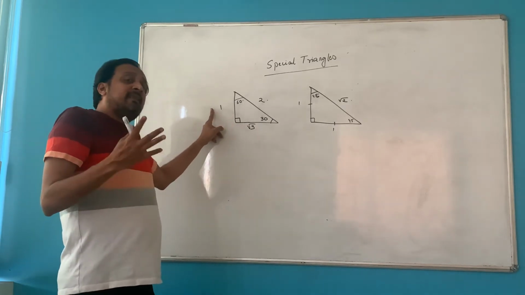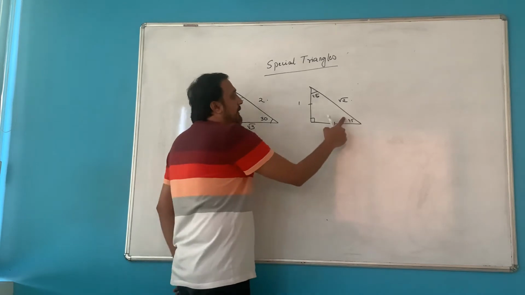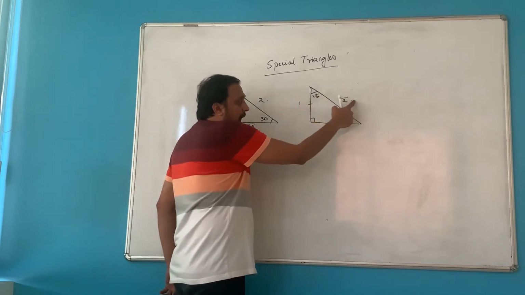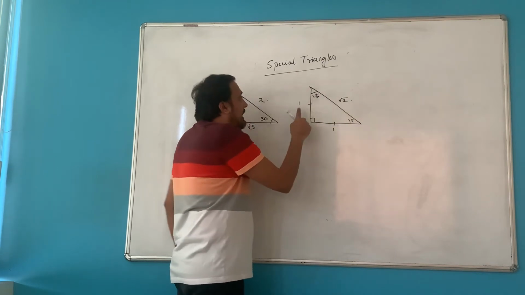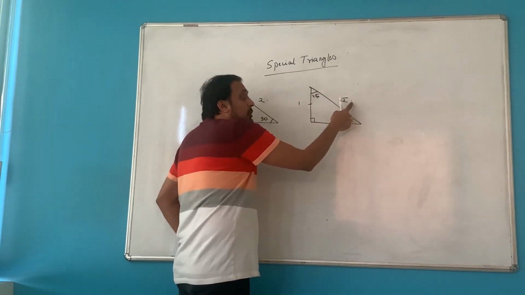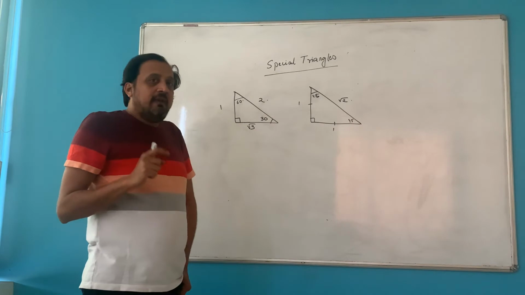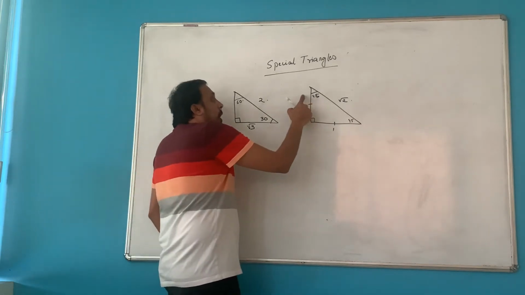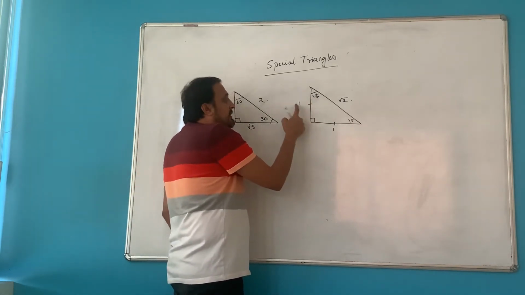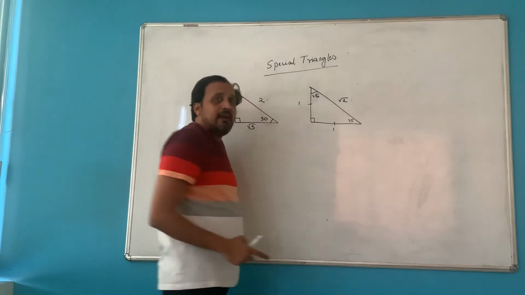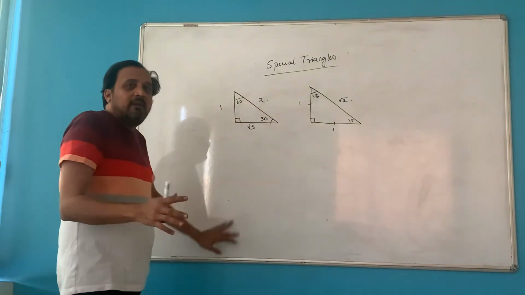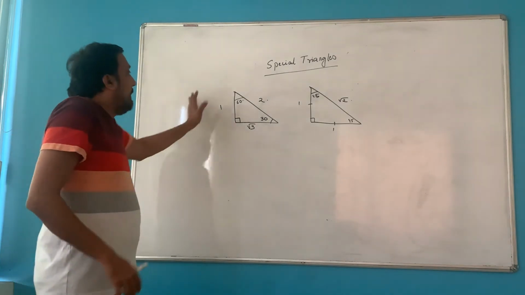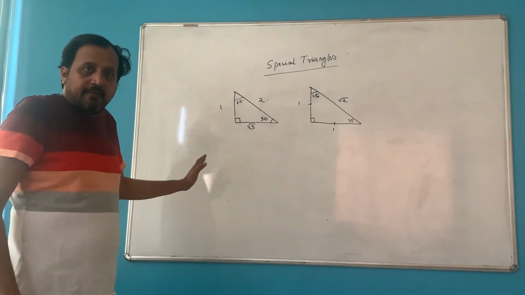I want to look at sine 45. What will sine 45 be? Opposite upon hypotenuse, so it will be 1 by root 2. Tan 45: opposite upon adjacent, which is 1 by 1, which is 1 itself. So all your trigonometric ratios or normal values that you have to find out will typically come from here itself.